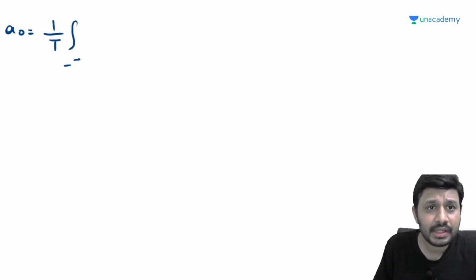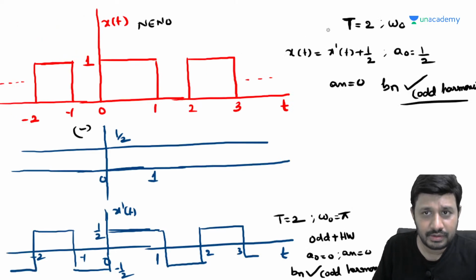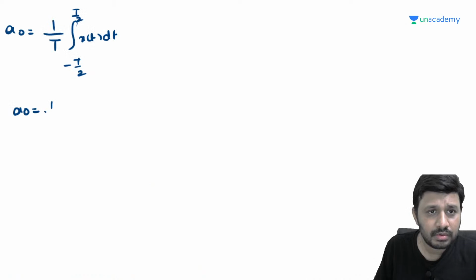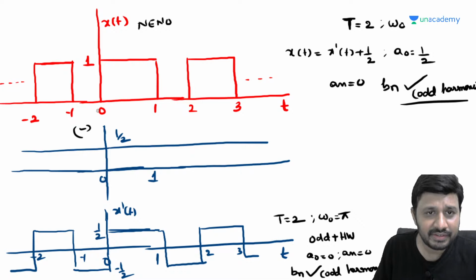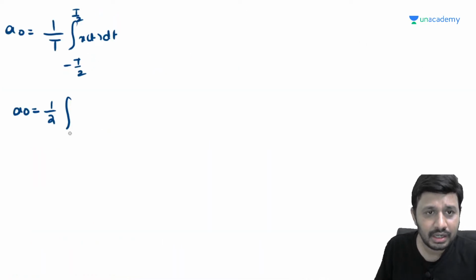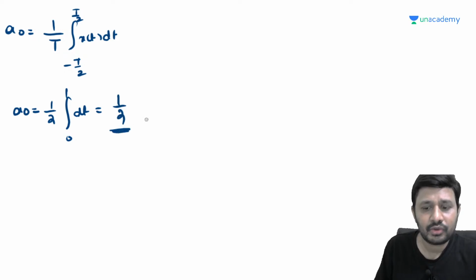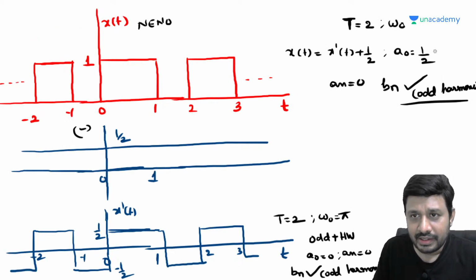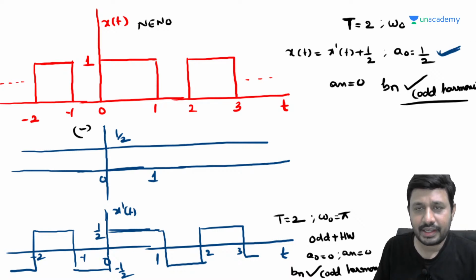Let's find out a naught for x of t. Write the expression: a naught is equal to 1 by T, integral from minus T by 2 to T by 2 of x of t dt. T is 2, minus T by 2 to T by 2 means minus 1 to 1, but this is defined between 0 to 1, so 0 to 1, 1 dt. This is 1 by 2. So a naught value is 1 by 2. Verified.